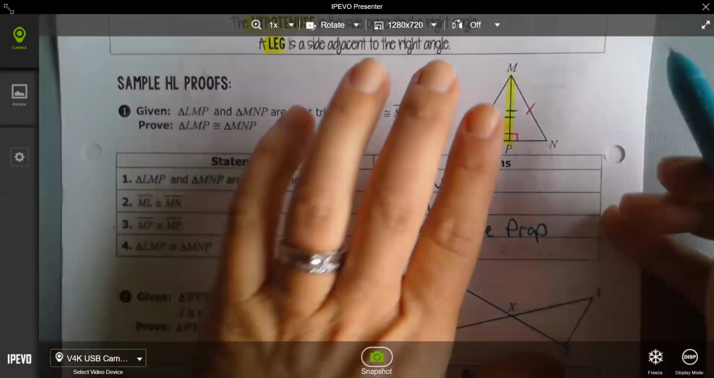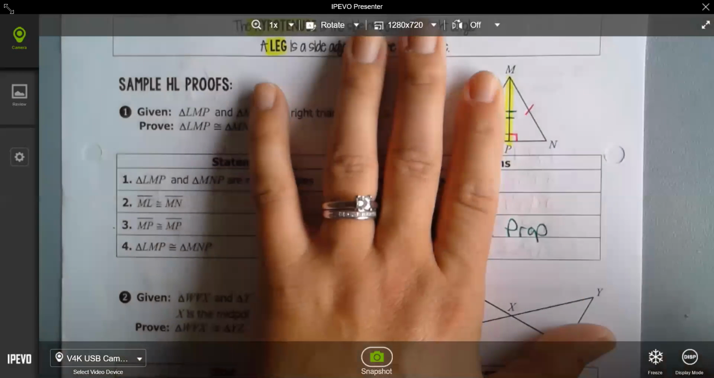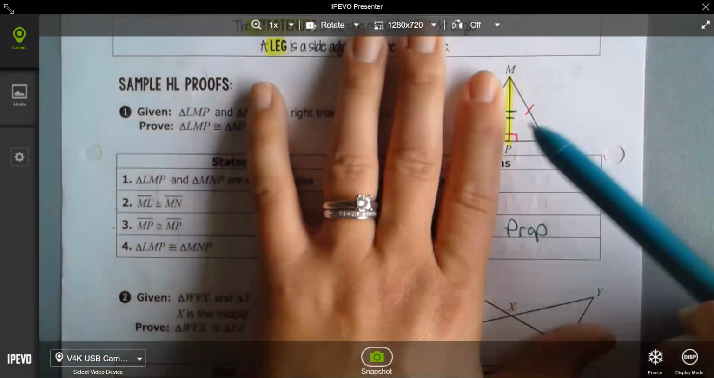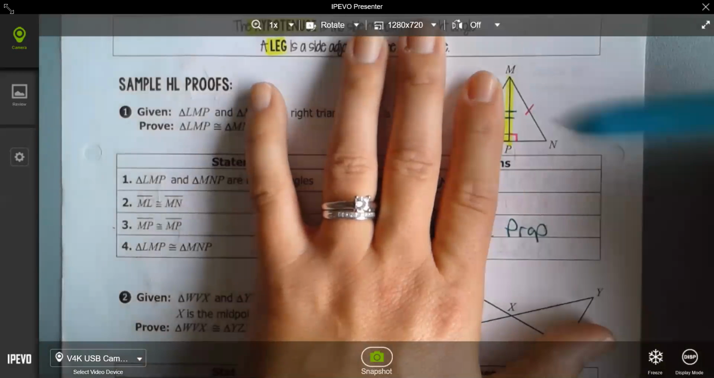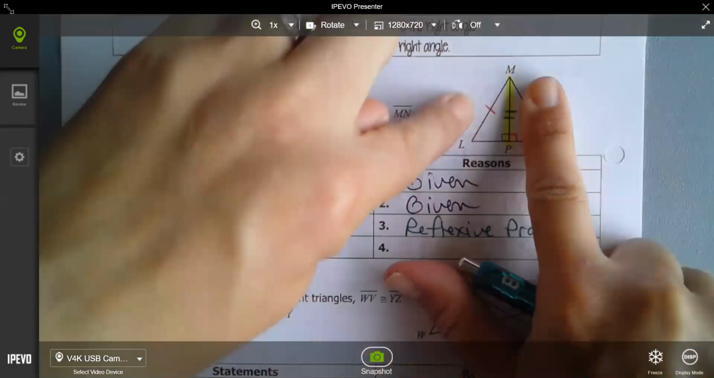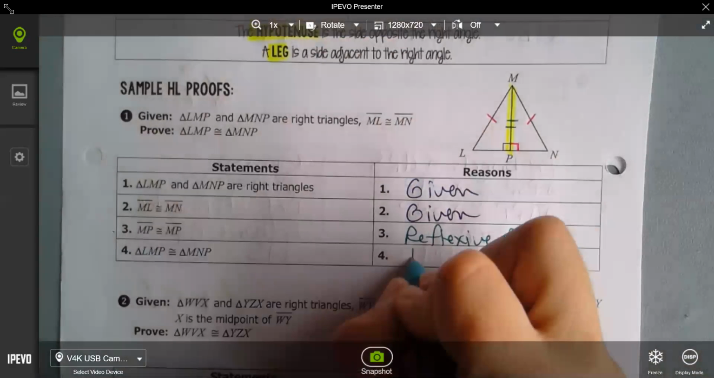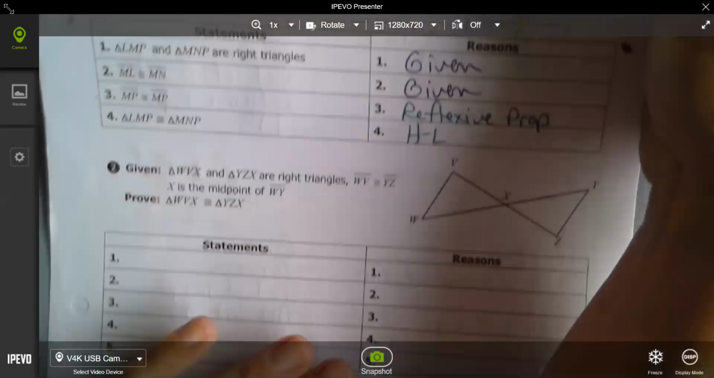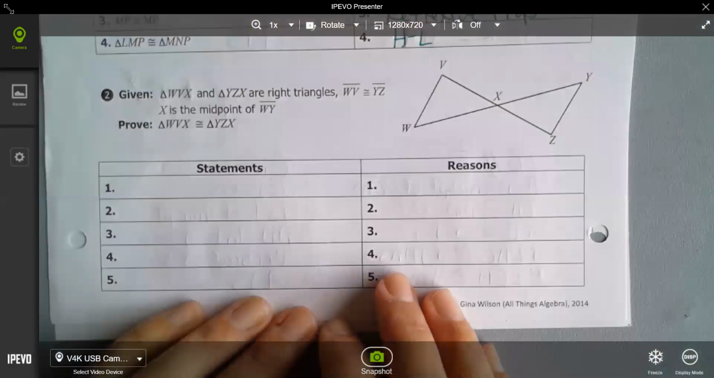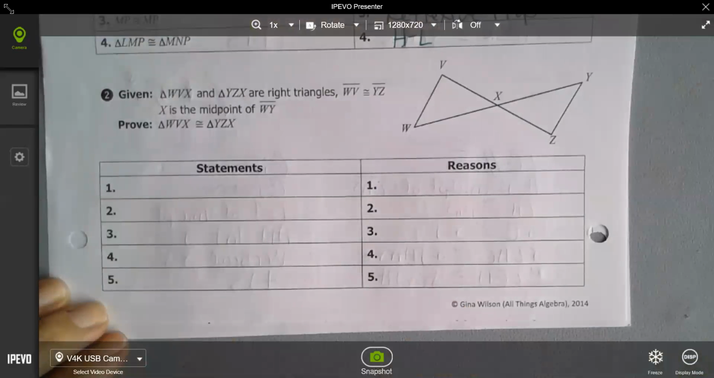And because these are right triangles, notice how it's angle side side, that's bad. But because this is a right triangle and we have the hypotenuse and a leg, look at this side, the hypotenuse and the leg, we can say that these are congruent because of HL, hypotenuse leg. Don't swear at me. If it's a right triangle, then use HL. All right, last one.